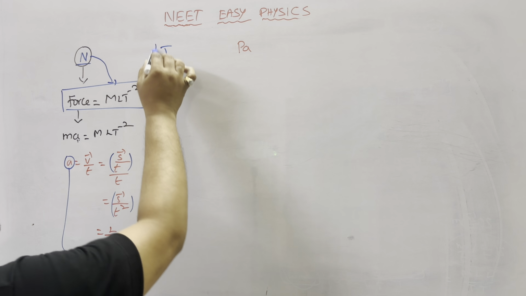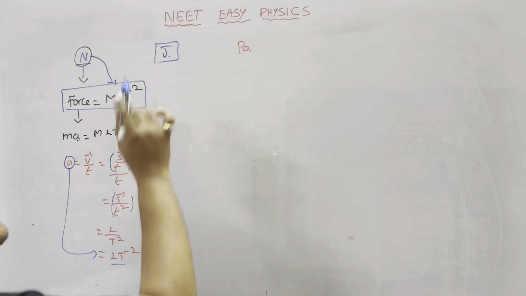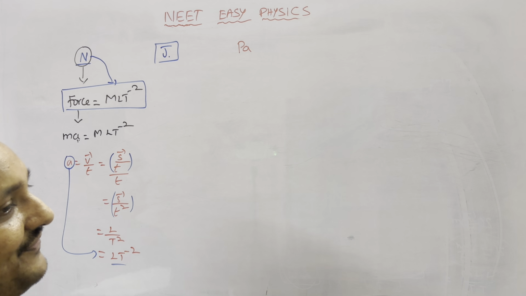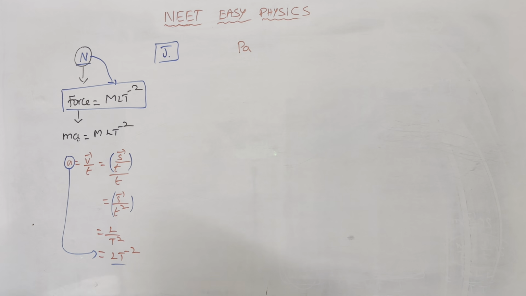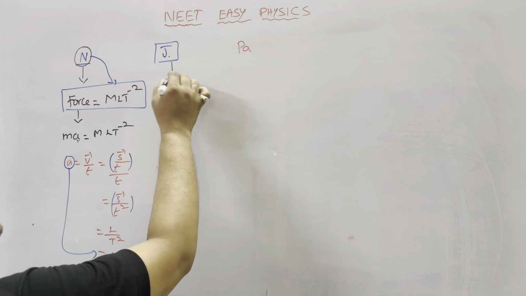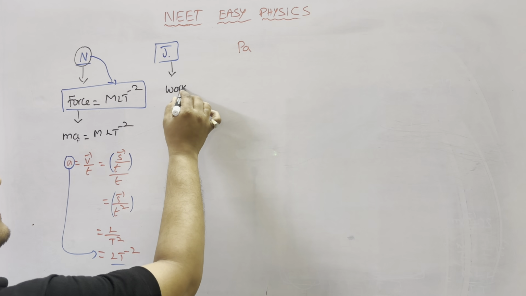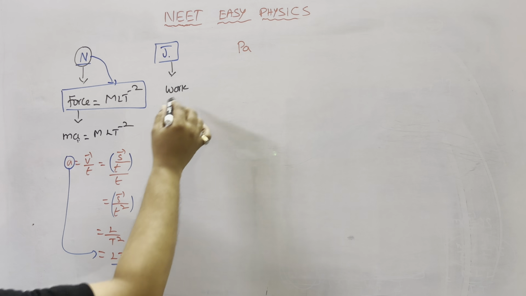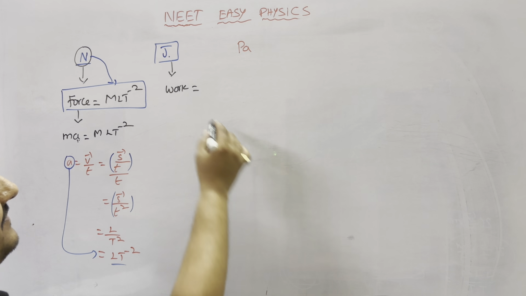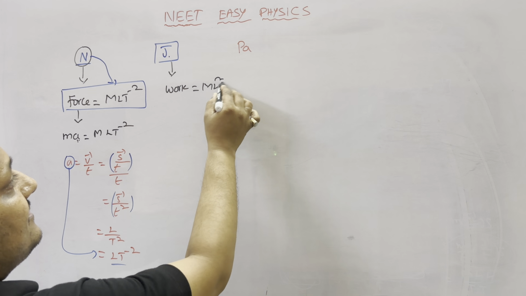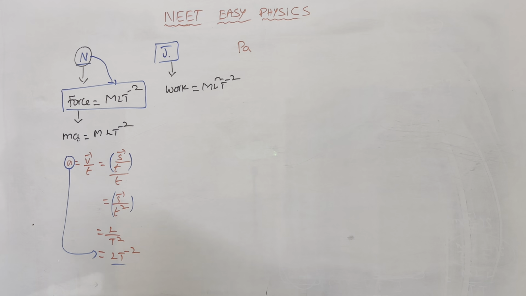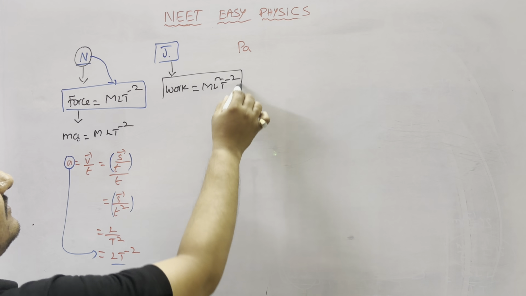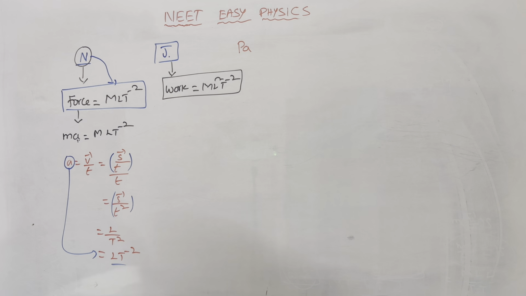Now Joule. You should come to know which physical quantity Joule is the unit for. If you don't know which physical quantity the unit is for, you cannot write the dimension formula. Very simple. Joule is the unit of either work or energy. Therefore, what is the work done dimension formula? Now only we wrote M L square T power minus 2.